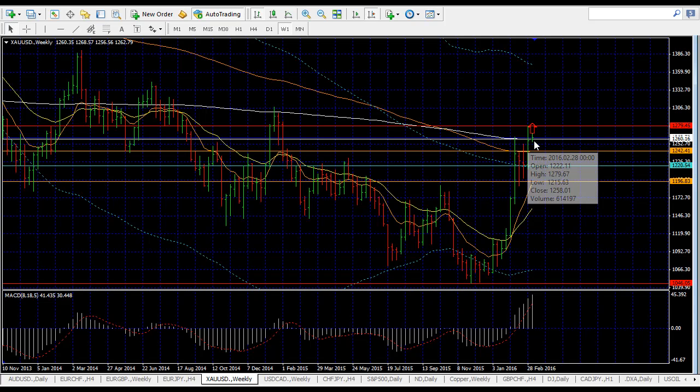So I have also mentioned that price is now in between all the couple of lines that we have here, which is my white line over here, my orange line, and my blue dotted line.